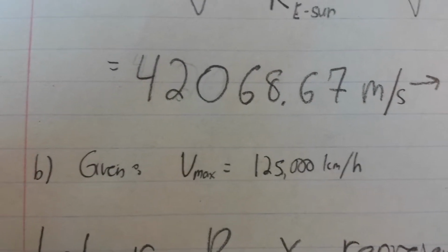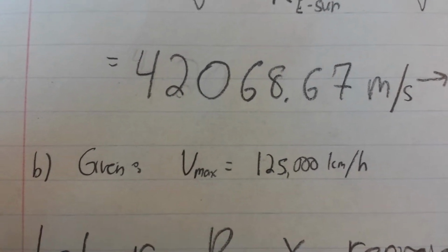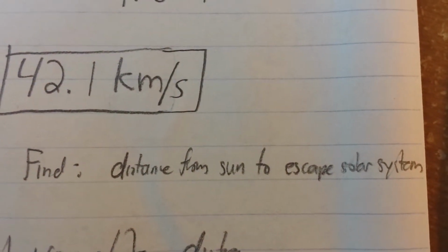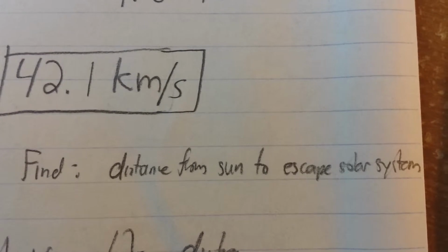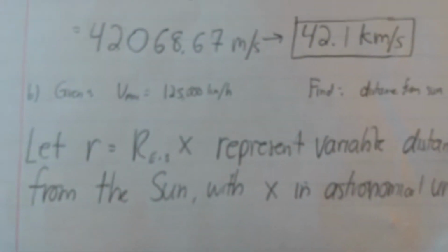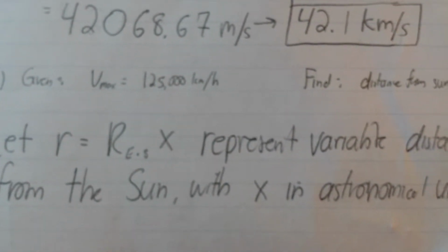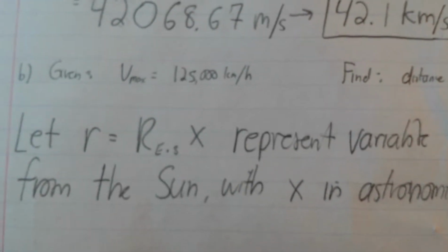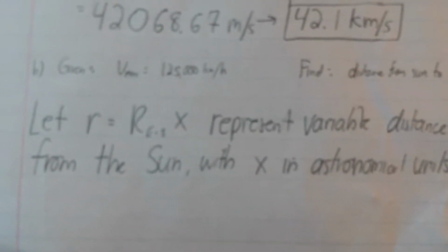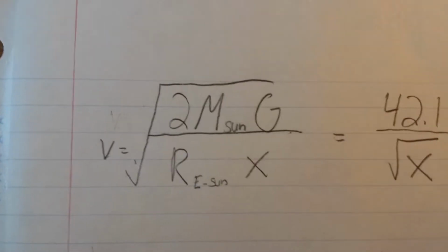So in Part B, you're given that the maximum velocity is 125,000 kilometers per hour, and they ask you to find the distance from the Sun to escape the solar system. So you let r, the radius of orbit, equal to, again, the radius from Earth to the Sun, and then you add in a value of x, which represents the variable distance from the Sun, and again, x would be in astronomical units.